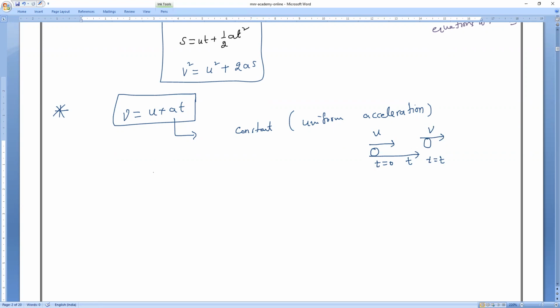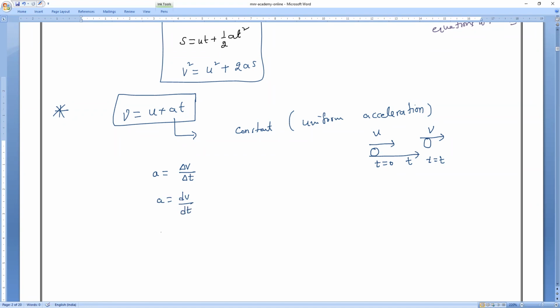Final velocity. So now we all know what acceleration means. Can you tell me the formula which we already studied? Acceleration is dv by dt, delta v by delta t. Or we can say acceleration is equal to dv by a very, very small dt. Dv by dt. Yes or no?